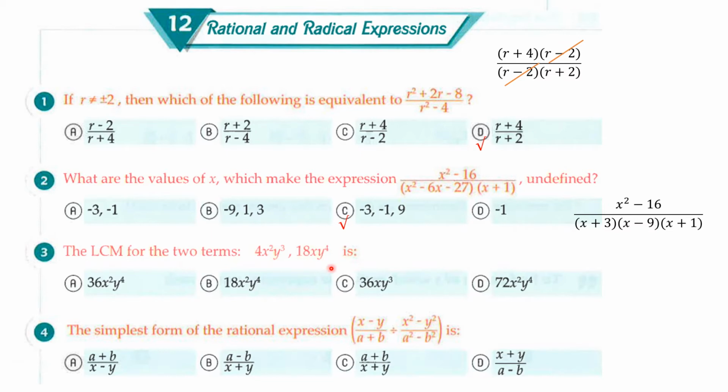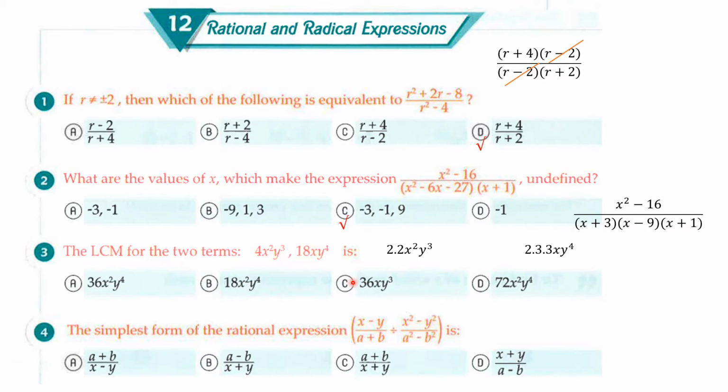The LCM of two terms, 4x squared y cubed and 18xy to the power 4, is... take a look at the answers. In the LCM, we take the variables the greatest number of times they appear. So obviously C is wrong, and it should be x squared. All the others have x squared and y to the power of 4.